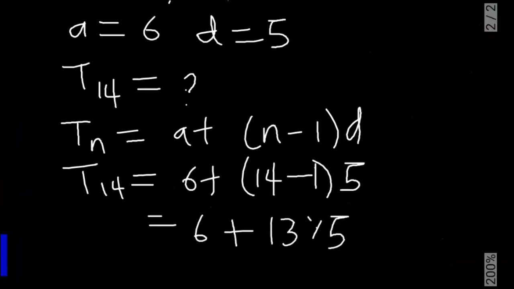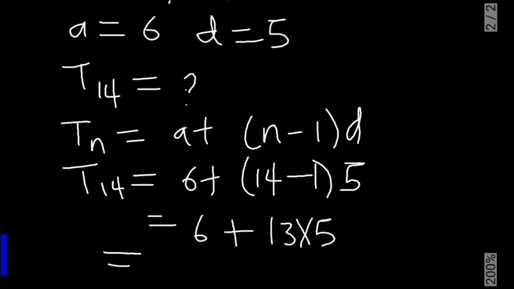I place the dot here. Multiplied by 5. You should know that this does not mean decimal. I can either place a dot here, or I place a multiplication. So we have 6 plus 13 multiplied by 5.